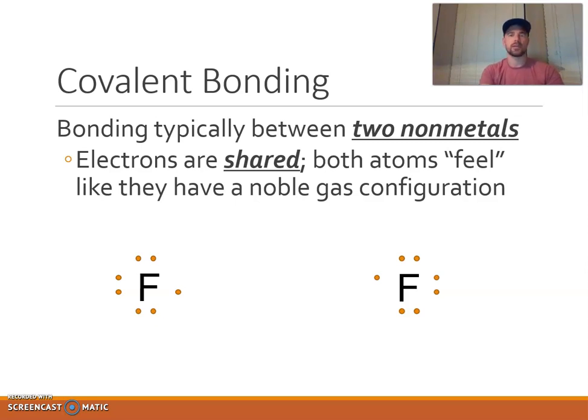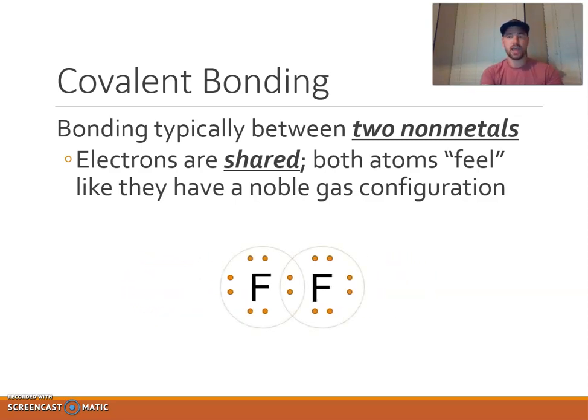Consider the two fluorines that are being shown. Both fluorines have 7 valence electrons. But if they were to transfer one electron to the other, one fluorine would end up being happy, while the other one wouldn't be. So instead, they have to come close together and actually share electrons in between them. Now, both fluorines feel like they have 8 valence electrons, and therefore feel like they have a stable octet.